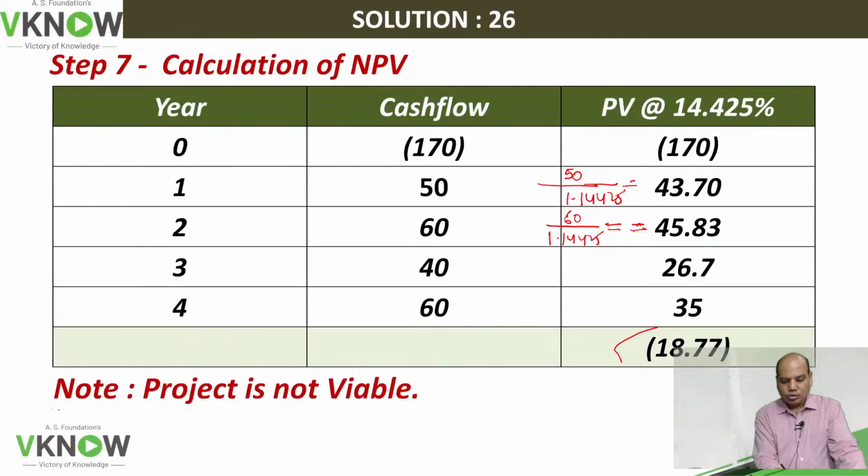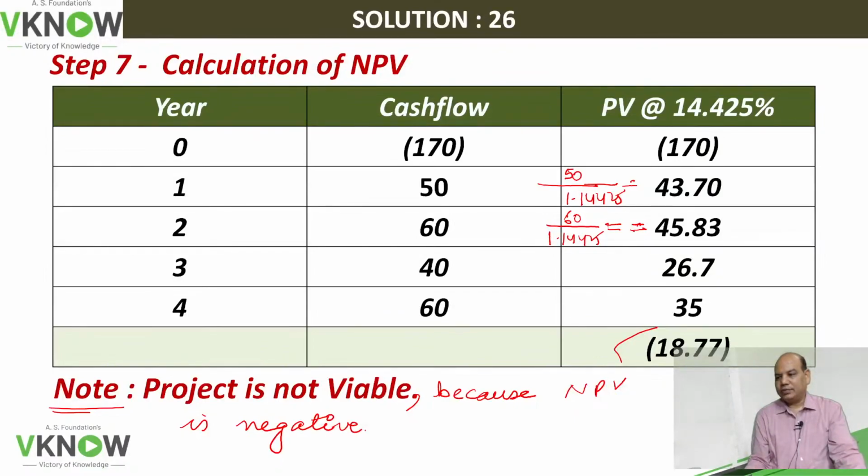Write the note. Project is not viable because NPV is negative. That was a very good question from reference material. Source of this question, write reference book. But the institute will pick this question and give it to you in the exam.